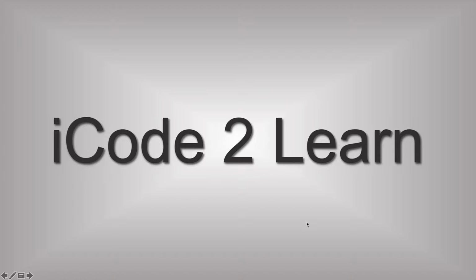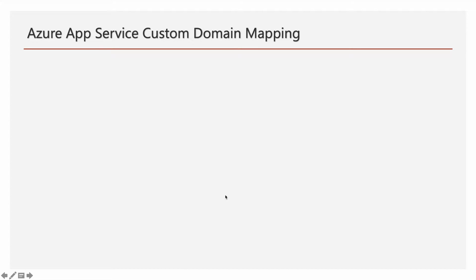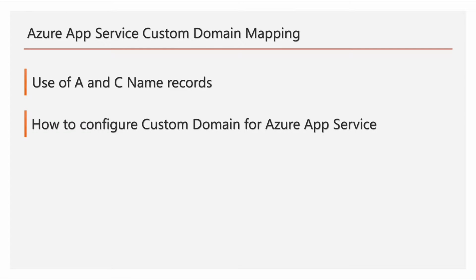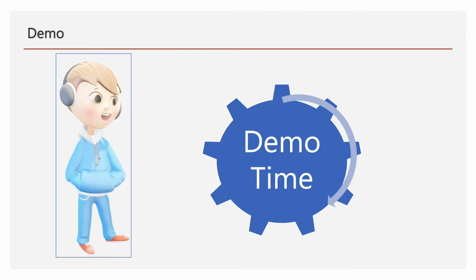In this video, we are going to discuss configuring a custom domain to Azure App Service. Here we are going to learn about A name records and C name records, like when to use them, and how these records are useful in configuring the custom domain. And we'll see how to configure a custom domain to Azure App Service in Azure Portal. Let's get started with the demo.